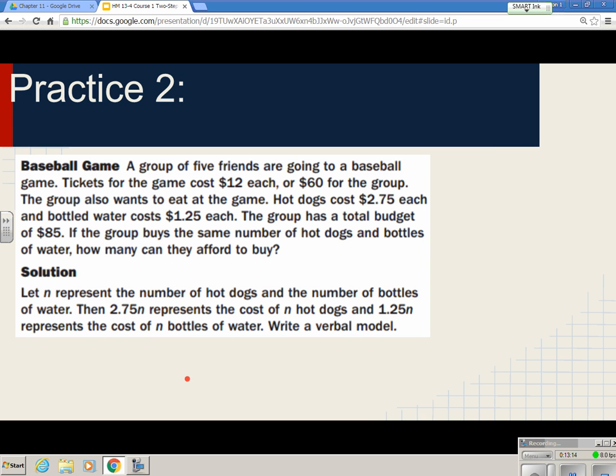Here's one I want you to do on your own. I'm going to kind of help you with solving this. All right, so it's a baseball game scenario. A group of 5 friends, I don't want to confuse you, are going to a baseball game.